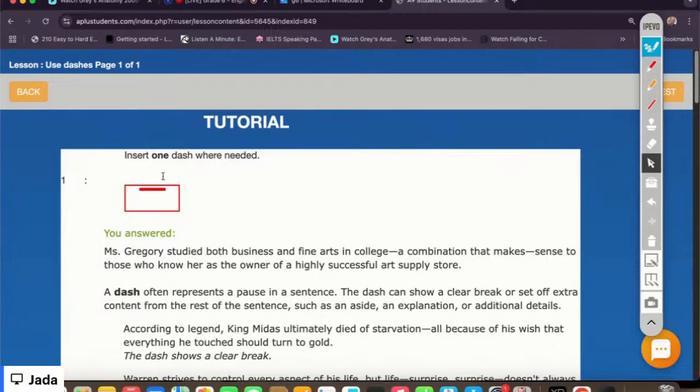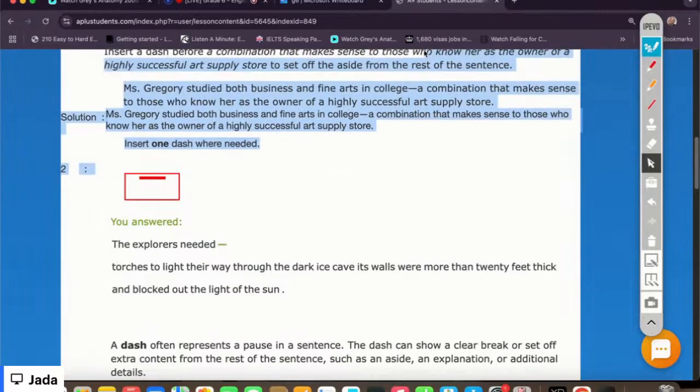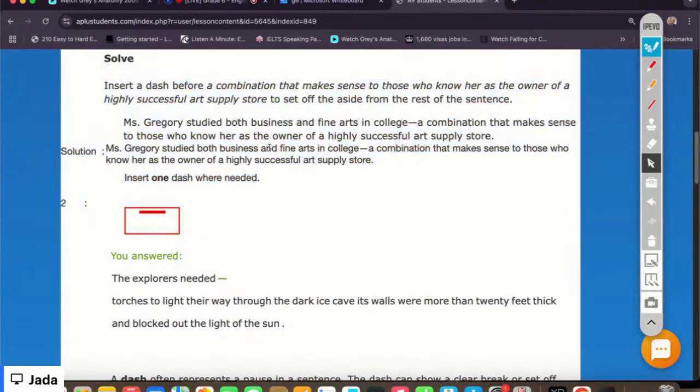Alright, so we also have: insert one dash where needed. Miss Gregory studied both business and fine arts in college, then we have a dash, a combination that makes dash sense to those who know her as the owner of a highly successful art supply store. So let's see if that one dash was correct. So we should have the dash in between what? College and a combination, right? So what is this giving us?